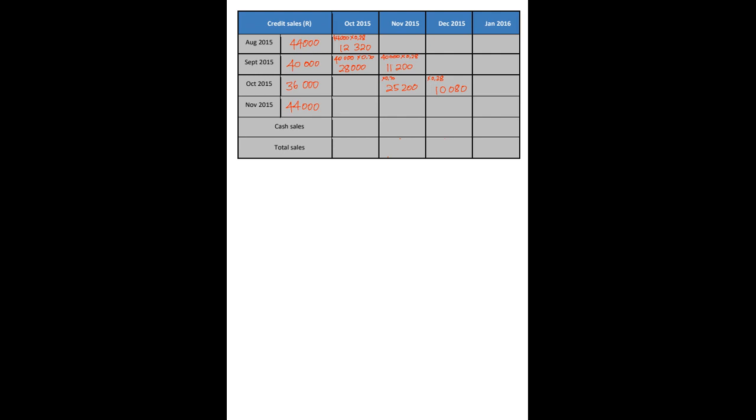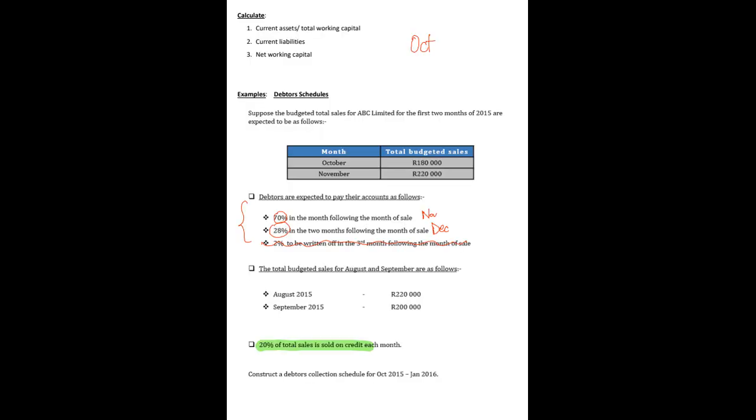So in our schedule, you'll see that. Sorry, let me just erase again. Okay, so if the sale took place in November, then 70% would be in the month after, which is December. 28% would be the month after that, which is January. So here we have December in the schedule, but we don't have January. So we're not worried about the 28% now. It's only 70% of the November sale that is received in December.